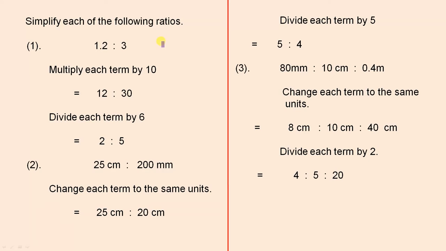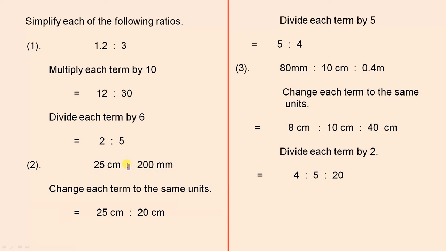Again, we're doing simplification. 1.2:3, we'll multiply each term by 10. That gets rid of the decimal point. So that gives us 12:30. Divide each term by 6. When we do that, we get 2:5.